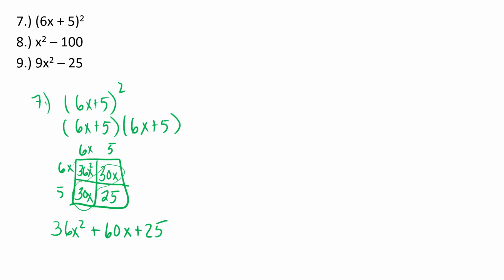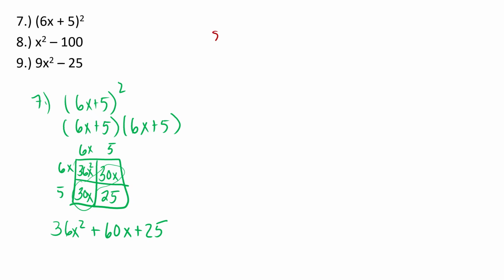So if you try to distribute, and distribute isn't even what's happening there, it doesn't even meet the definition of distributing. But if you try to do that, you could get the 36x squared plus 25, but you'll be missing the 60x, and that is absolutely important. That is not like some negotiable piece of the puzzle there.